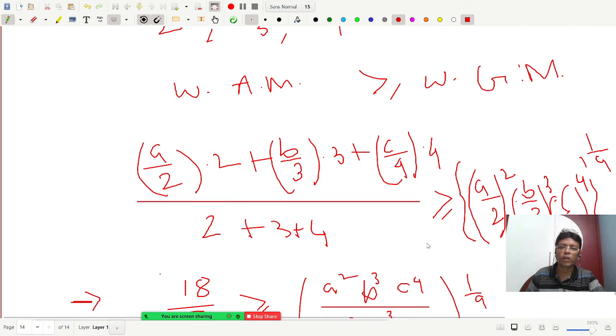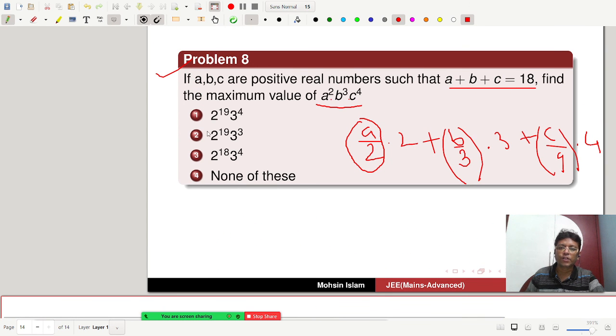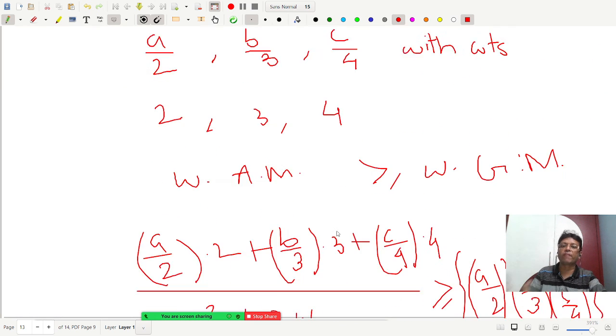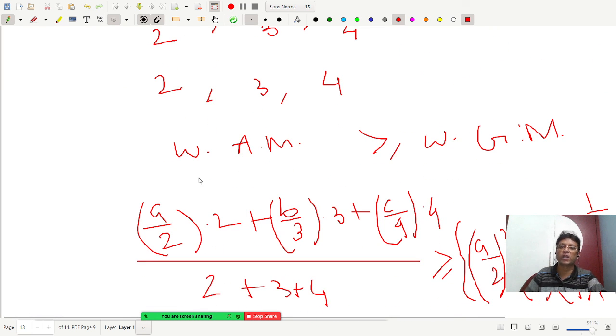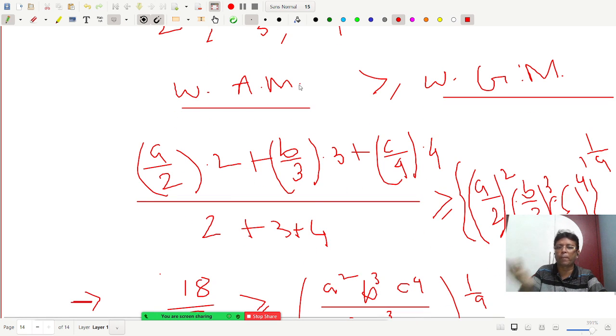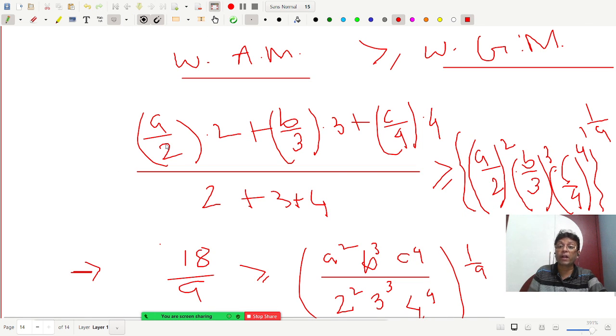Okay, so let's check the options. Yes, this is option B. This is the more advanced level where you are using the weighted arithmetic mean and weighted geometric mean. In simple problems you can apply the arithmetic mean and geometric mean, but at the more advanced level you have to identify the numbers. You have to guess the positive numbers from the problem: a by 2, b by 3 and c by 4.